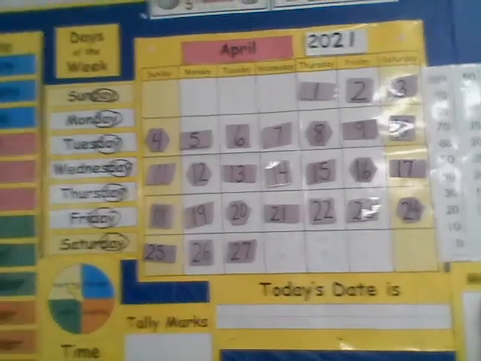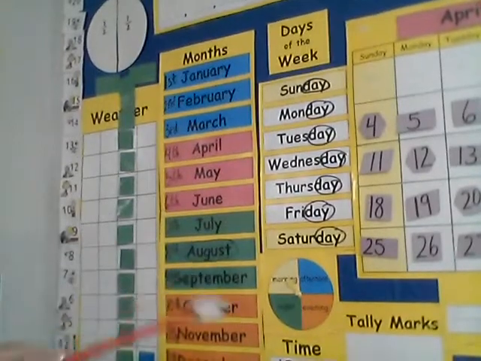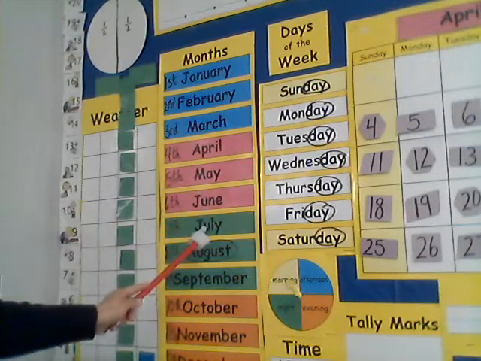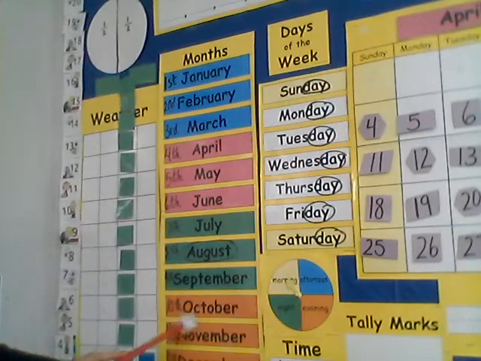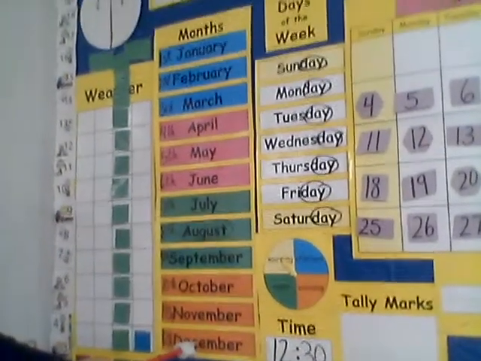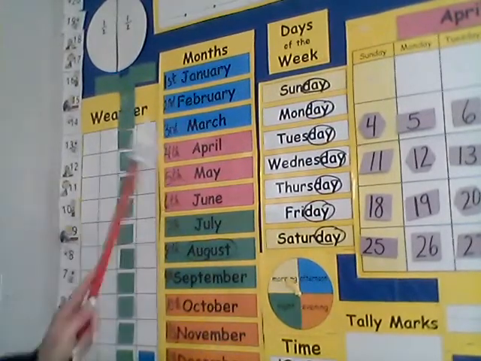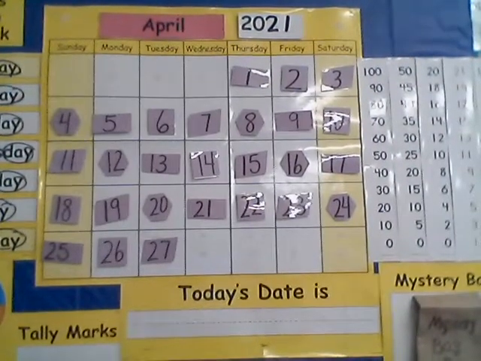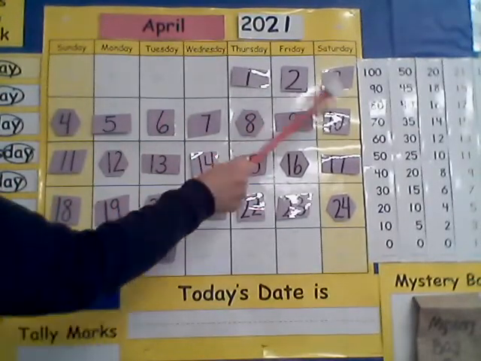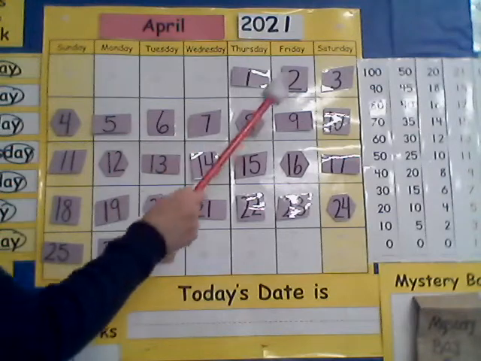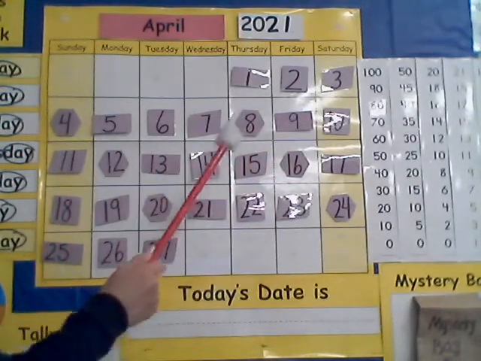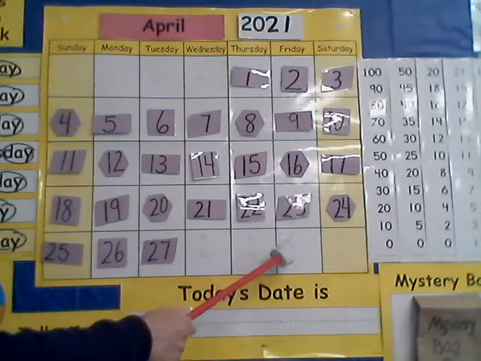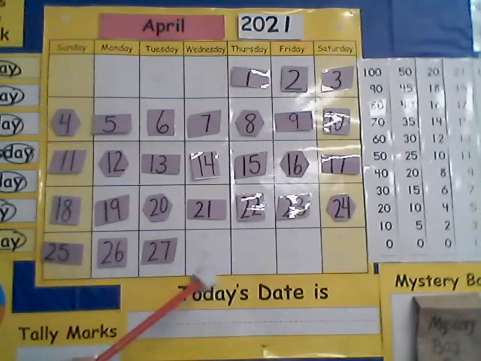And let's go ahead and recite our months of the year, beginning with January, February, March, April, May, June, July, August, September, October, November, December. And remember, my friends, there are 12 months in a year. Now, it looks like we have a number day missing. Let's go ahead and count to see what it is. 1, 2, 3, 4, 5, 6, 7, 8, 9, 10, 11, 12, 13, 14, 15, 16, 17, 18, 19, 20, 21, 22, 23, 24, 25, 26, 27, 28.